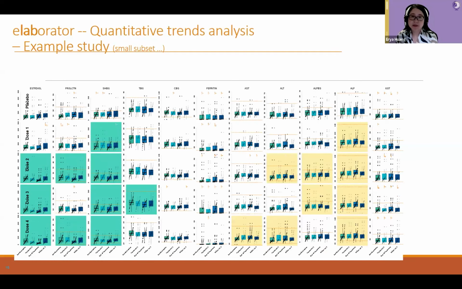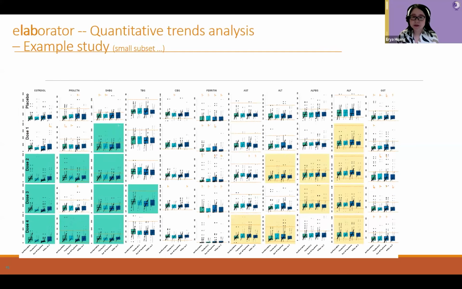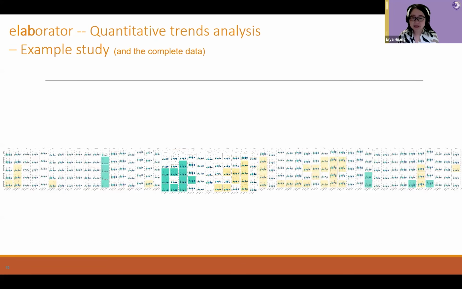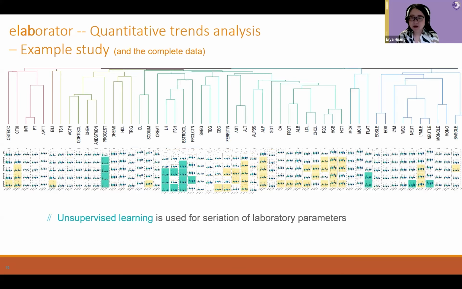Then when we zoom out for a small subset, we have such a graph. Each column is one lab parameter. Each row is one treatment group. Green means the values of the parameter decrease through the study, and yellow means the opposite direction. Then, when we zoom out further to the complete data set, we can have a better overview of all the parameters of the study. There is also unsupervised learning used for seriation of lab parameters.